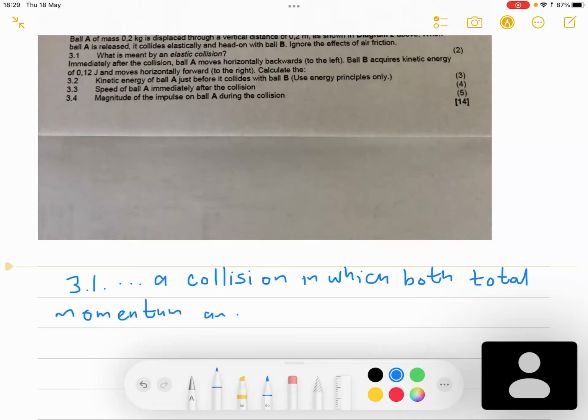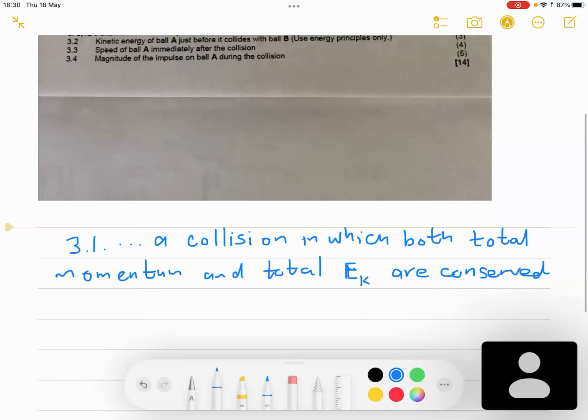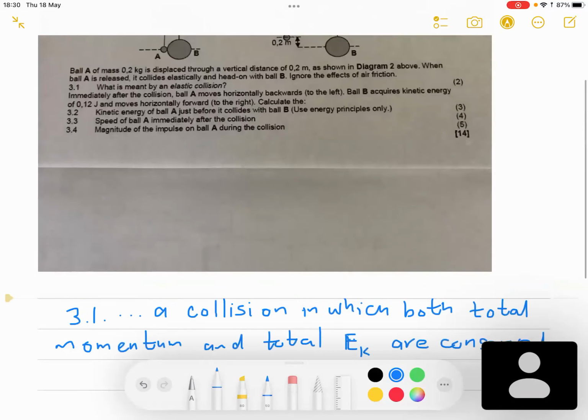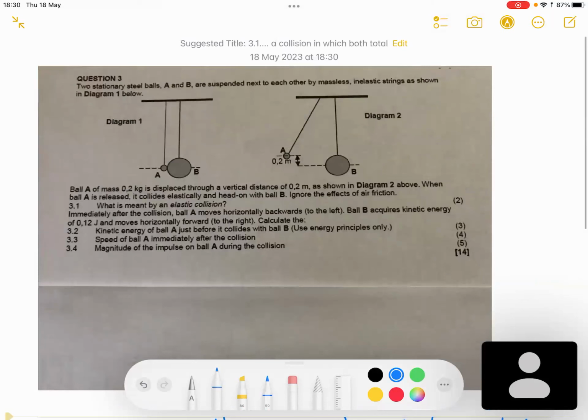You write it like this, eh? EK. Total momentum and total kinetic energy are conserved. And very often when they ask us a question like this beforehand, then we need to know this for the next bits. Questions that follow.